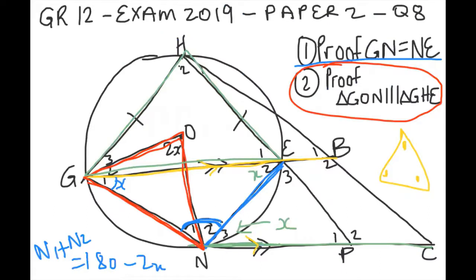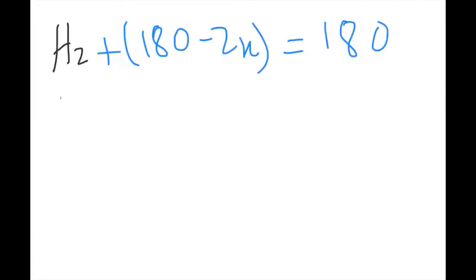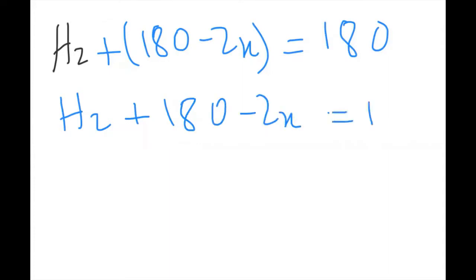So these are two angles that are opposite in a cyclic quad. And usually if the one is, for example, 100 and the other one is 80, the one plus the other one will give 180. So I'm doing exactly the same, but this angle over here, N1 plus N2, is now 180 minus 2x. So H2 plus 180 minus 2x equals 180.